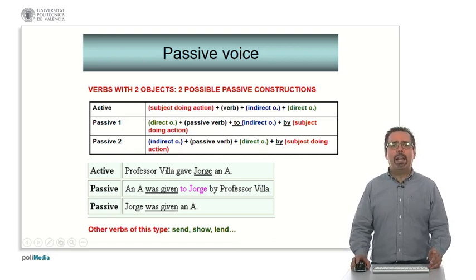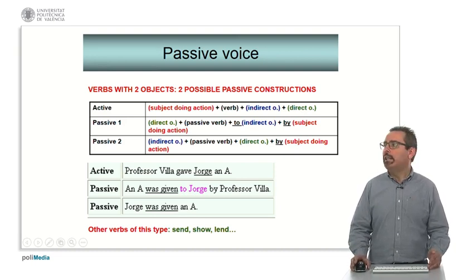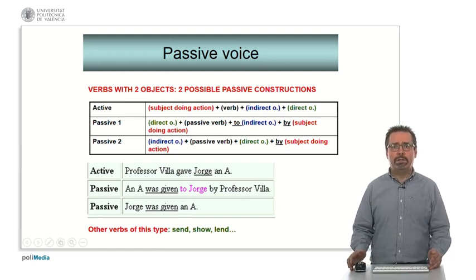An active sentence such as Professor Villa gave Jorge an A could be translated into two different, but exactly the same, passive sentences. An A was given to Jorge by Professor Villa. In this case, we use the direct object, the object which is more closely related to the verb. But we also have the possibility of a second passive sentence: Jorge was given an A.